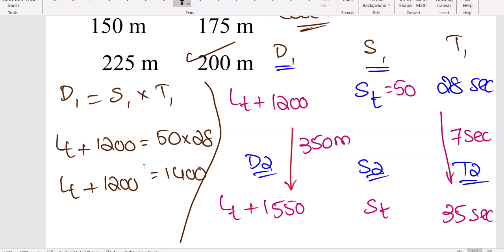But many people make a mistake here, no? You are not writing LT plus 1200. You are seeing only 1200 here, 1550. But the first one is length of the train plus 1200. The second one is length of the train plus 1550. When a train is crossing a platform, a bridge, or another train, in all these cases, we should take the length of the train plus the length of the object you are crossing.